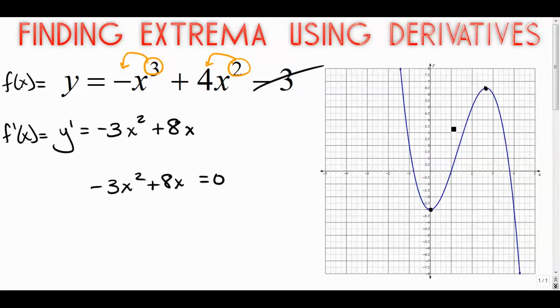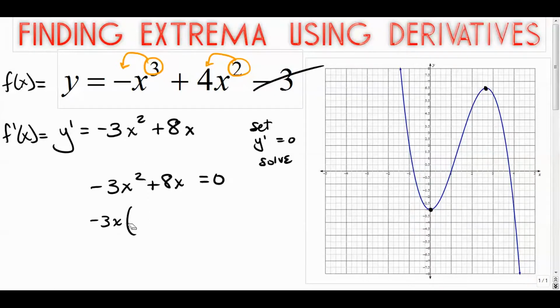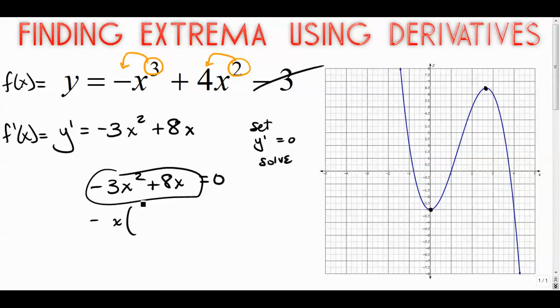In order to get those x values, though, we need to set our derivative equal to 0 and solve. When we solve this, I'm going to bring out basically our greatest common factor. If there's a negative out in front, I like to take that out of both. If I take a -3x out of both of these, that's not exactly true because 3 doesn't go into 8. I screwed that up. But I'll take a -x out of both of them. That leaves me with a 3x and a -8.